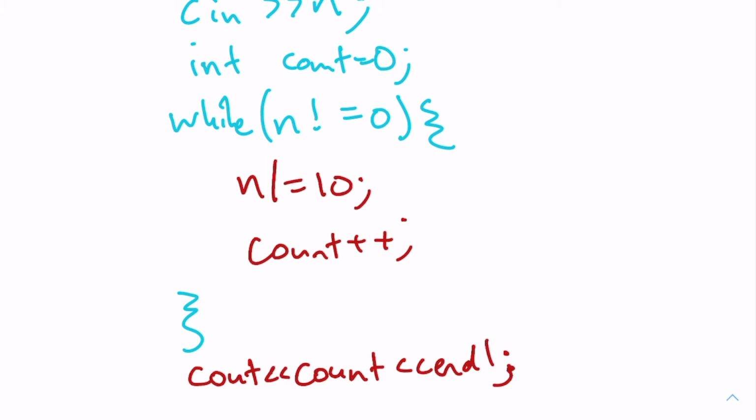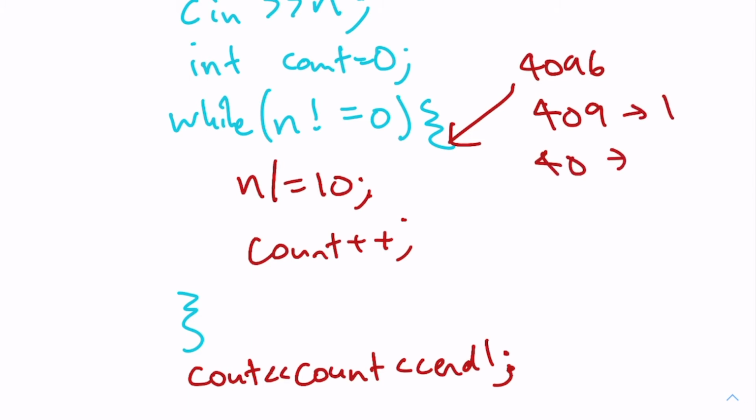Now the way this will work, again, as I explained: first we'll start off with, let's say, n is 4096. It'll go through here, and n is not equal to 0, so it'll divide n by 10, so you'll get 409, and then it'll add to count, so you'll get 1. Then it'll go to 40, and count goes to 2, then 4, and count goes to 3.